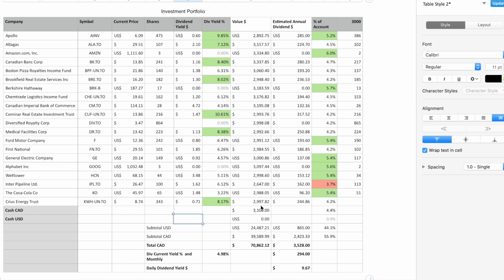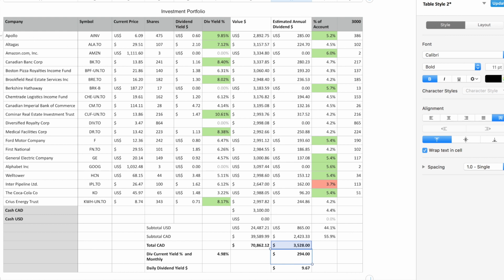I've done this little mock spreadsheet for an account, and this one has a total of $70,000 in it. That is going to generate a monthly dividend of around $294 a month, or around $3,500 per year. So my daily dividend yield is $9.67. I've set up this spreadsheet in a very specific way because it shows you everything you need to know about the stocks that we're trading.